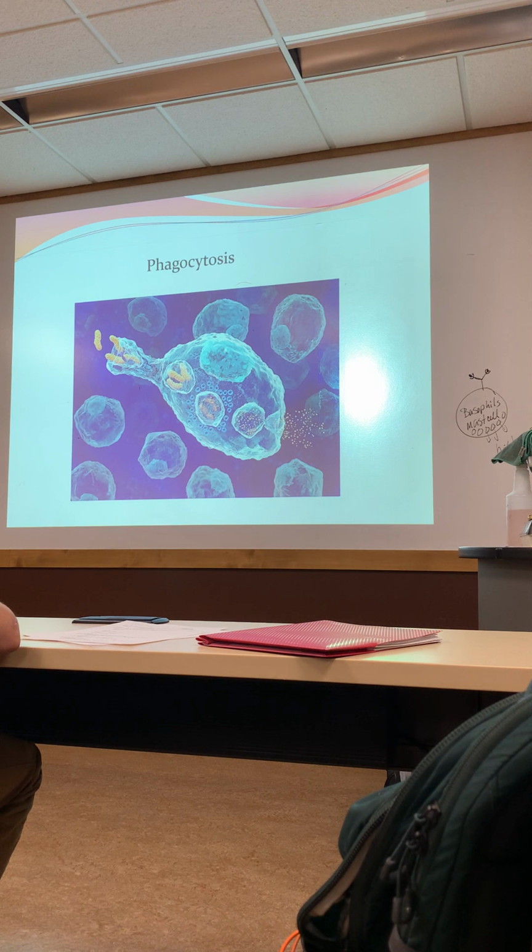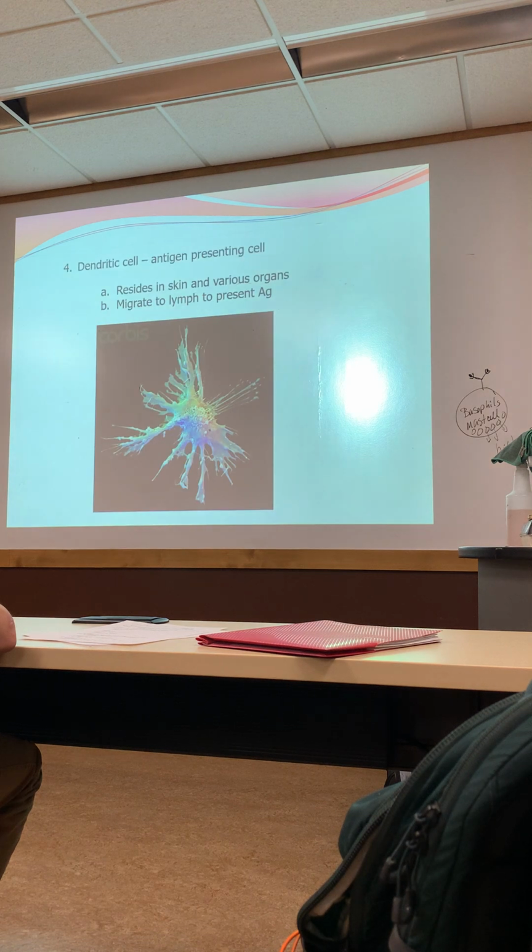So phagocytic cells include macrophages and neutrophils for the most part. Eosinophils can be phagocytic, but not very often. The last type of white blood cell we're going to talk about is called a dendritic cell. A dendritic cell is an antigen-presenting cell. Antigen-presenting cell. And what it's going to do, we talked about this, didn't we?